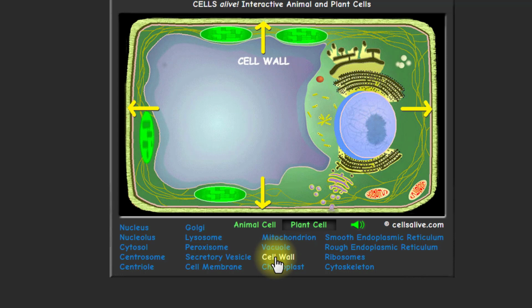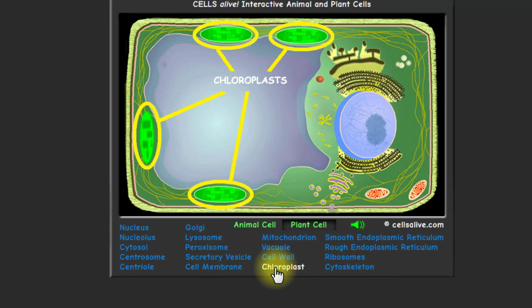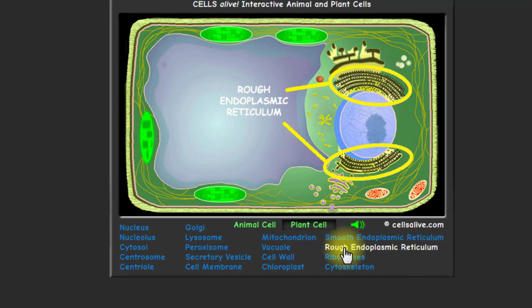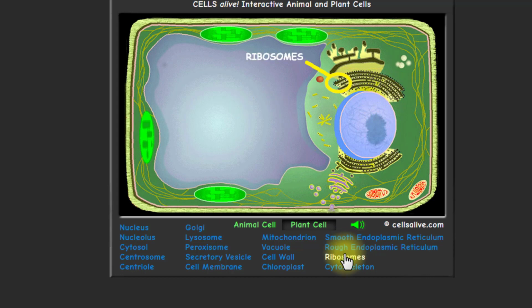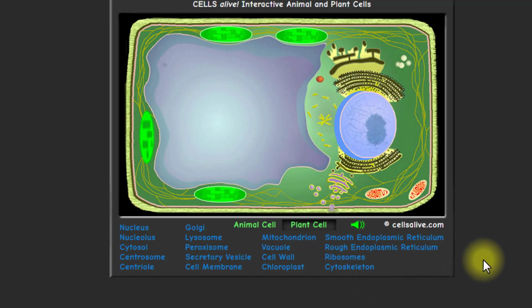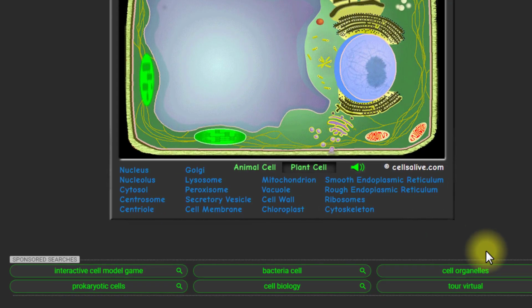Here we have the cell wall, which is present in plant cells and absent in animal cells. Here we have the chloroplasts. Chloroplasts are also only found in plant cells. They are not found in animal cells. Here we see the smooth endoplasmic reticulum, the rough endoplasmic reticulum, along with the tiny dots, which are the ribosomes, and components of the cytoskeleton, including microtubules, microfilaments, and intermediate filaments. Great.